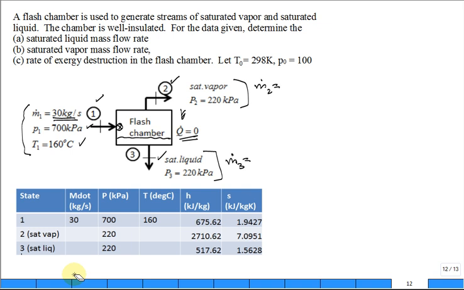So first question, what's the saturated liquid mass flow rate? I want a symbol for that, and I want to know the units. What's the symbol, and what are the units? Similarly for B, and then also for C. So I'm going to pause. I want you to give me the symbol and the units for the answer for A, B, and C for this problem.